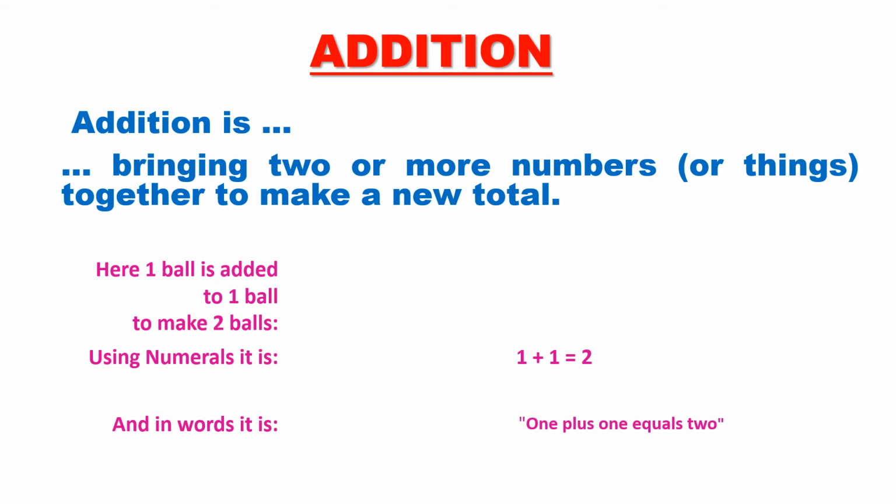Okay, now let's begin with the actual topic that we are going to study. First is addition. What is addition? In simple words, we can say bringing two or more numbers or things together to make a new total. See here, we have got two balls. One ball is added to the other ball, and then we are getting two balls. When we write this in numerals, we write 1 plus 1 is 2. And in words, it is written as 1 plus 1 equals 2.